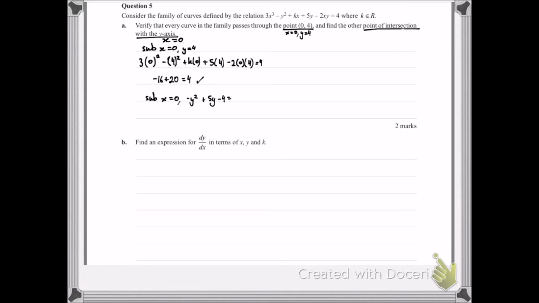Okay, next bit, let's find another point of intersect with the y-axis, and that occurs when x is 0. So we substitute x is 0 into the relation, and it simplifies and it gives you this little quadratic in terms of y. So we're going to solve for y.